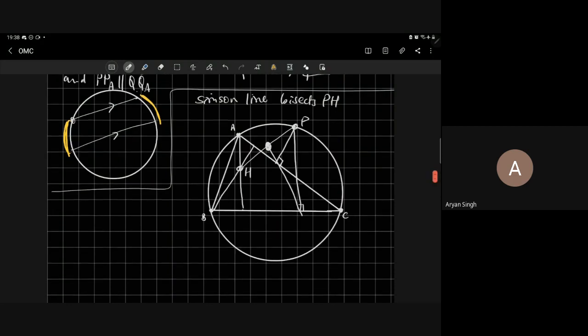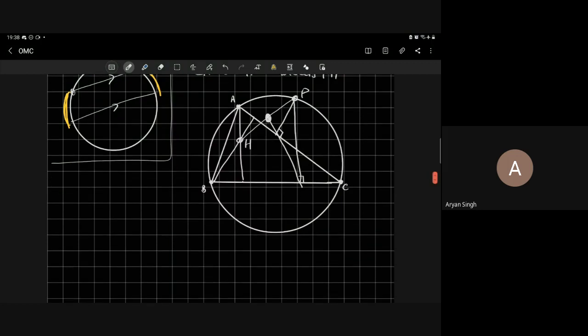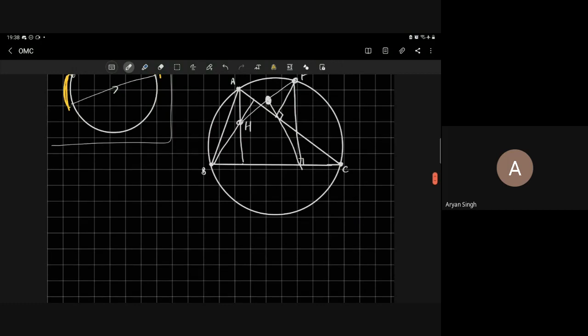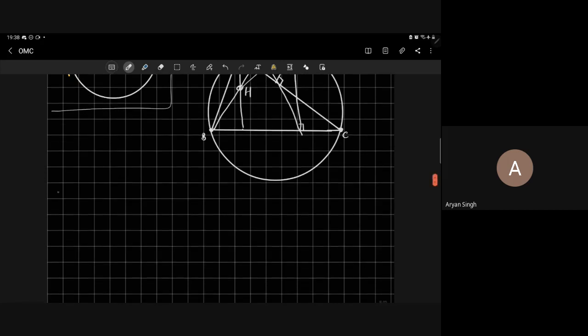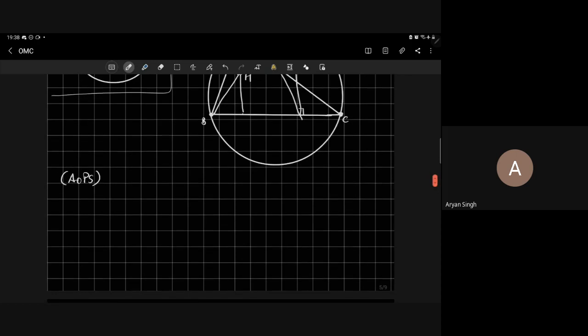So this property, I don't think we have much time for it, so I'll leave it as an exercise. Again, if you are stuck on this, then you can just Google it or refer to some standard textbooks. It should be there. So now we'll do two problems. The first one is from AoPS.